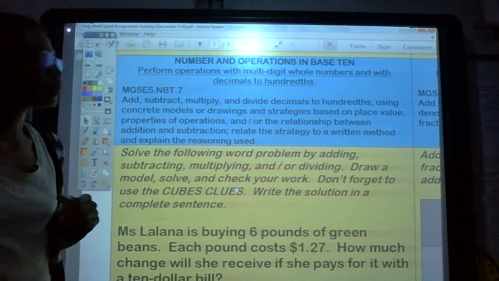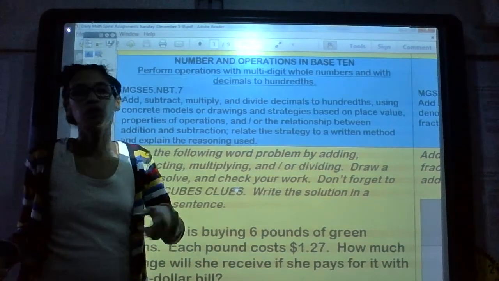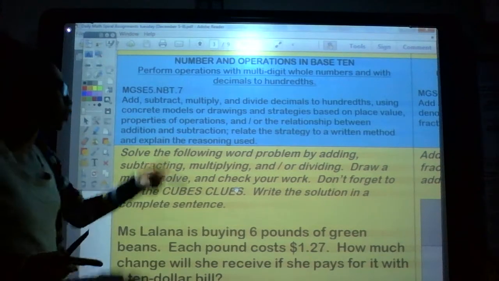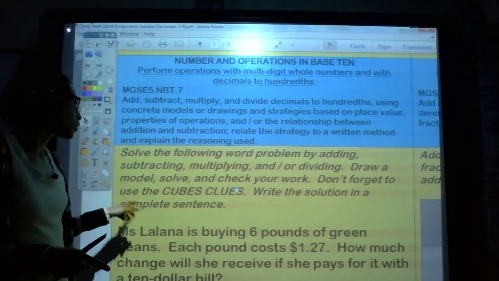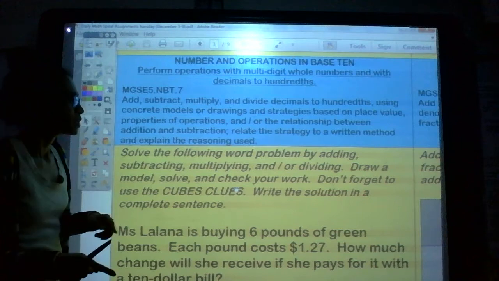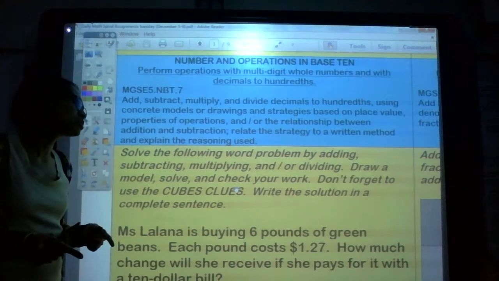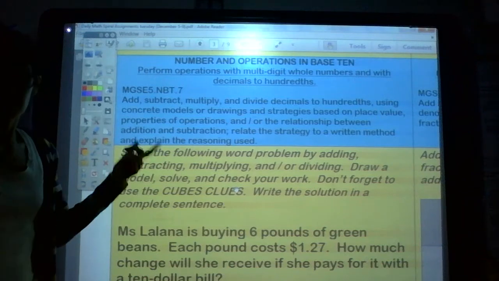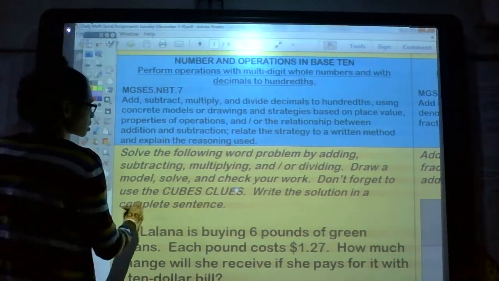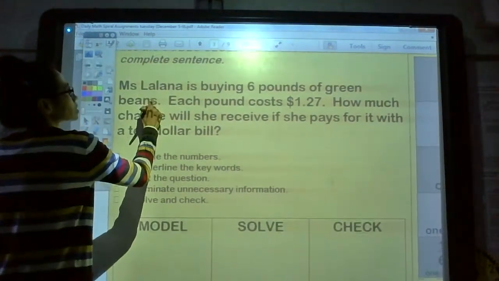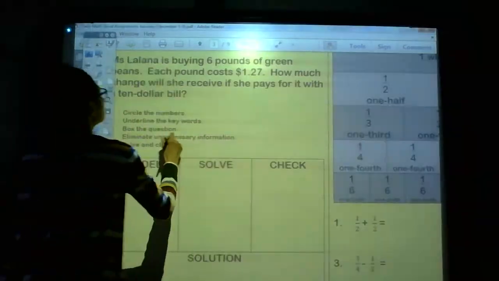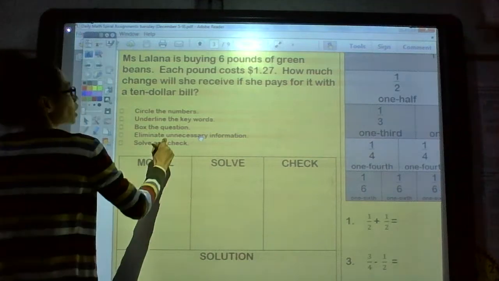In this problem, we are going to solve the following word problem by adding, subtracting, multiplying, and/or dividing. Draw a model, solve, and check your work. Don't forget to use the cube's clues and write a solution in a complete sentence. You ready to begin? Let's begin. All right. Let me make this a little bit smaller so it can fit. Bam, right there. All right, perfect.